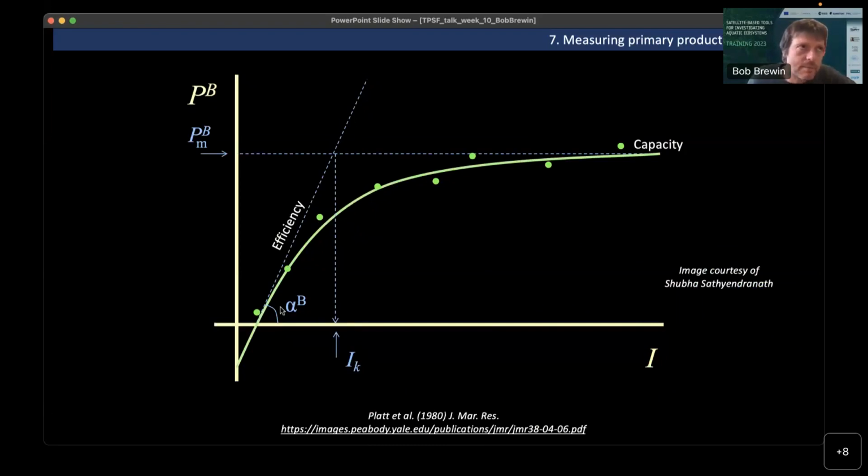And this has two essential parameters. The initial slope, which is often linked to the efficiency of the phytoplankton in primary production, and the assimilation number, or known as PB max, which is often referred to as the capacity of phytoplankton for primary productivity. And we also have this parameter here, IK, which is essentially a ratio of these two parameters and gives us an index of the light levels at which the phytoplankton are acclimated.